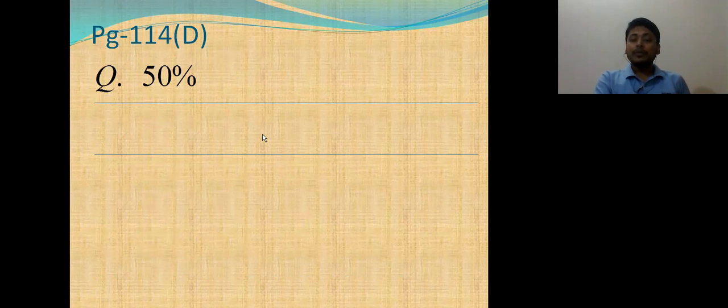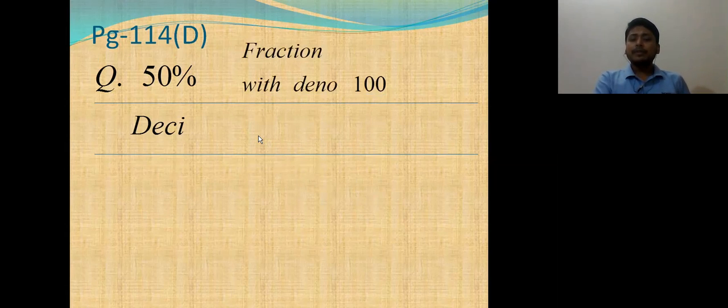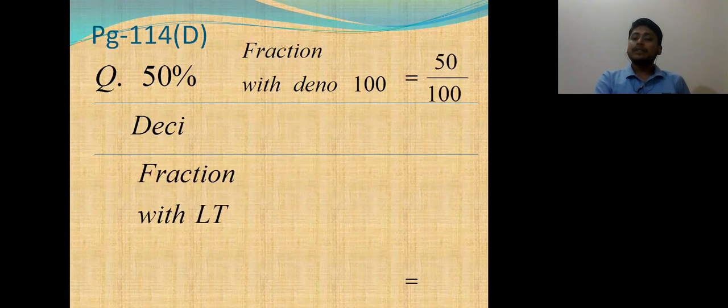Denominator with 100. So if we remove the percentage, we can write 50 by 100. If you write 50 by 100, then you can see that the fraction with denominator 100 will be obtained. So the fraction with denominator 100 is 50 by 100. We just remove the percentage sign. For percentage, 100 will come.